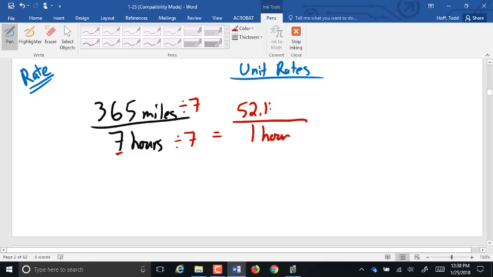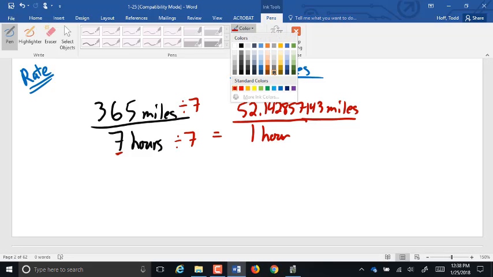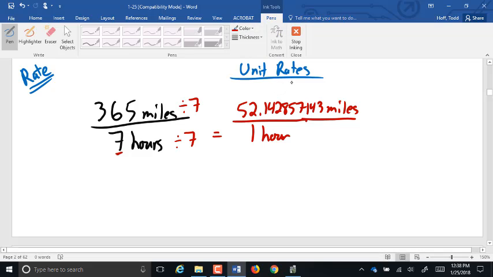what is that, 52.142857143 approximately miles. Okay, now a couple of things. First of all, I'm not going to take it out to 9 digits. We'll probably round that off to 52.14 or maybe even less.